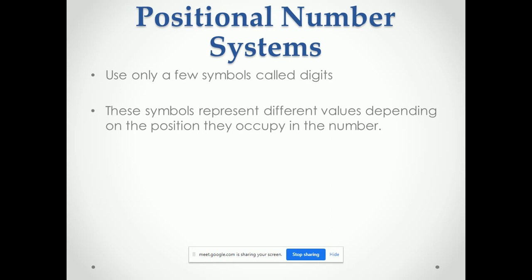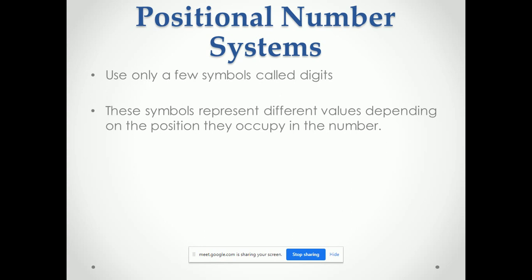Next, we'll go with positional number systems. It uses a few symbols. These are called digits. These symbols represent values depending on the position they occupy in the number. Depending on the position, they will occupy different values.